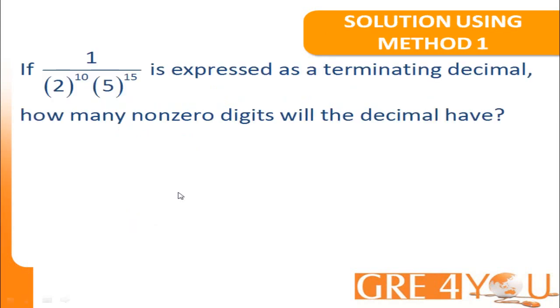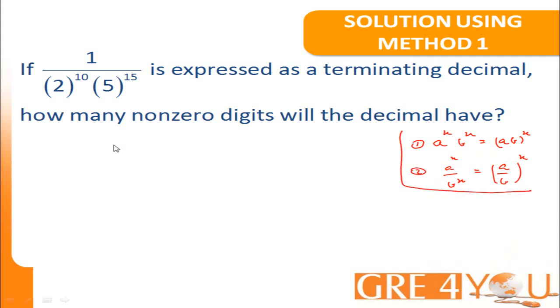Now we're ready to take a look at the problem. Before I continue solving this problem, let me write two exponent rules here: a to the power x times b to the power x is equal to ab the whole power x. That's rule number 1. Rule number 2 says that a to the power x divided by b to the power x is equal to a by b the whole power x. Keep these two rules in mind as we go along.